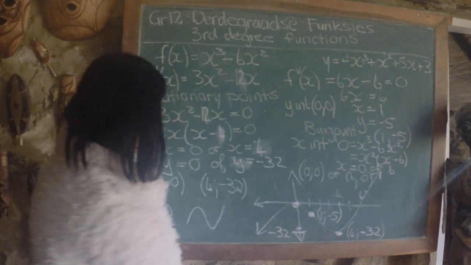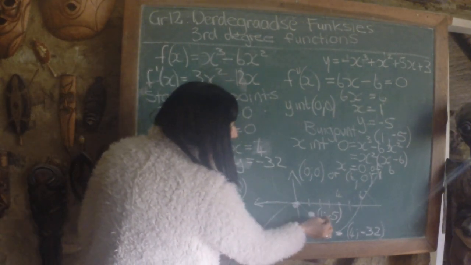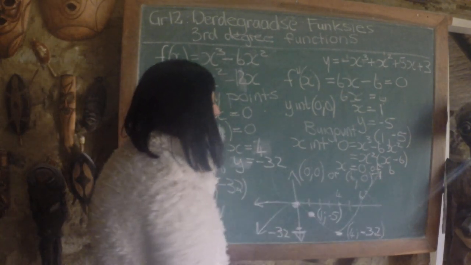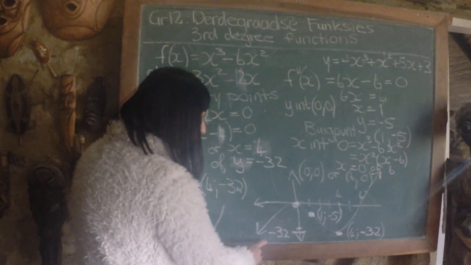Jy hoef hom nie anders te teken nie, teken hom net so en dui net jou buigpunt ook op jou funksie aan and write the name of your function on it. Make sure that you've got all the coordinates.